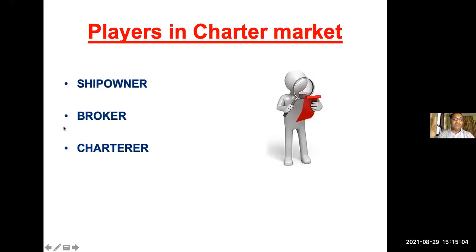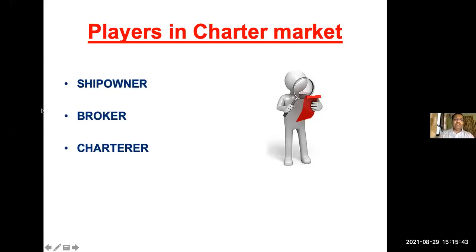And the third person, who is equally important, is the ship broker, the intermediary, the middleman acting between the ship owner and the charterer. What is his interest in the trade? His interest in the trade is to earn the brokerage. So these three are the most important actors in the charter market: ship owner, charterer, and the broker.